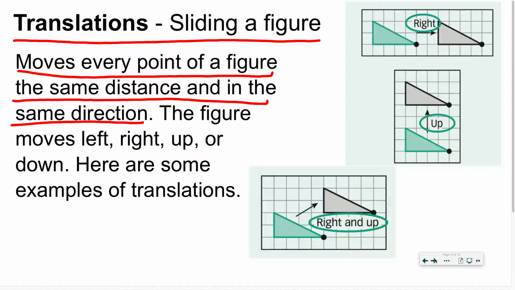So the first thing we can do is called a translation. Translation is the first way we can move a figure. And translating a figure is sliding it. So you're going to write down what's underlined: moves every point of a figure the same distance and in the same direction. So there are some examples here. Write this down.